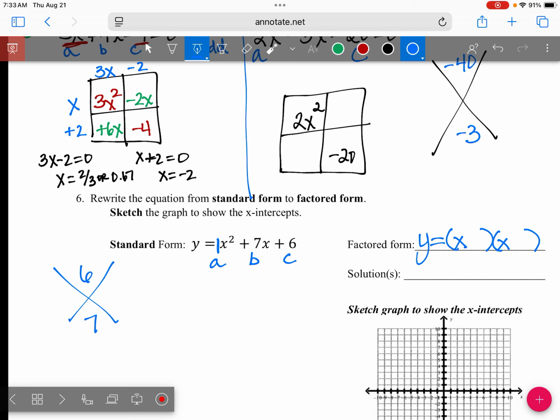What are our numbers that multiply to be 6 and add to 7? 1 and 6, who agrees? 1 and 6. Are they both positive? Okay. So I have a +1 and a +6. So go ahead and put +1, +6. That's factor form. But to find your solution, that's where we set them equal to 0. We set our factors equal to 0 to get our solutions.